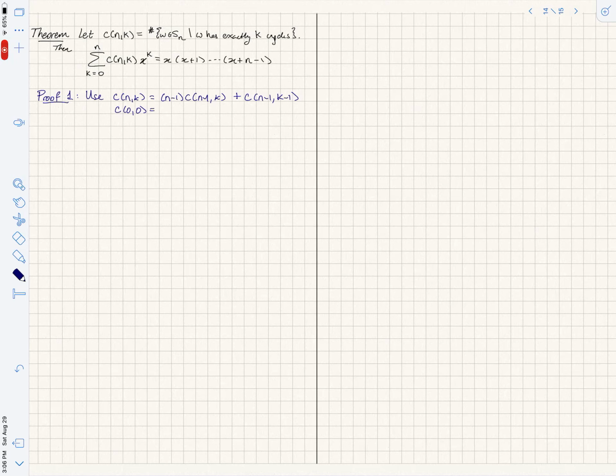So the initial condition: there's one way to do nothing, that would be c(0,0), but all the other terms are 0. So c(0,k) equals 0 equals c(n,0). This is for k not equal to 0, and this is for n not equal to 0. Okay, so those are our initial conditions, and we're going to use this to prove this formula.